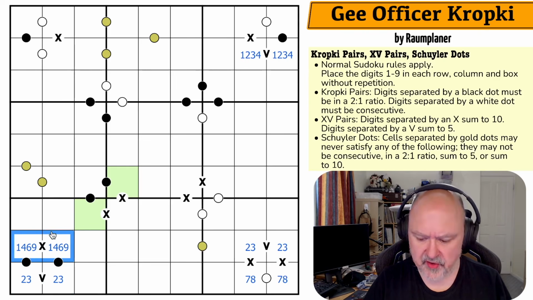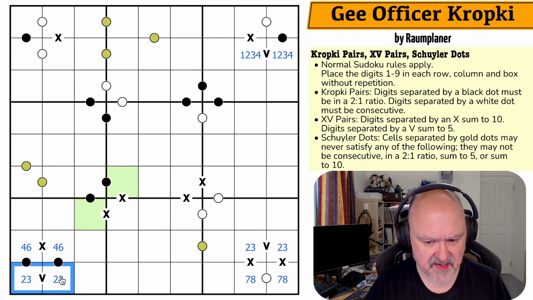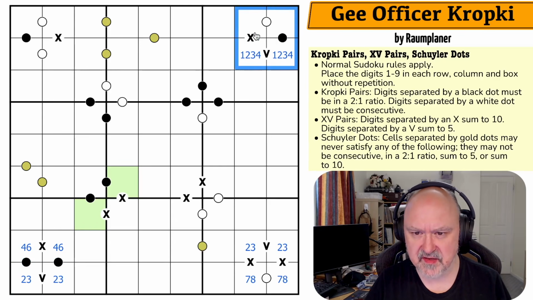And I can't put 9 on a black dot. This is 4, 6, because 9 can't go on a black dot. So this had to be 4, 6, making this 2, 3. So these have become 4. So I wonder if I could do more around here.